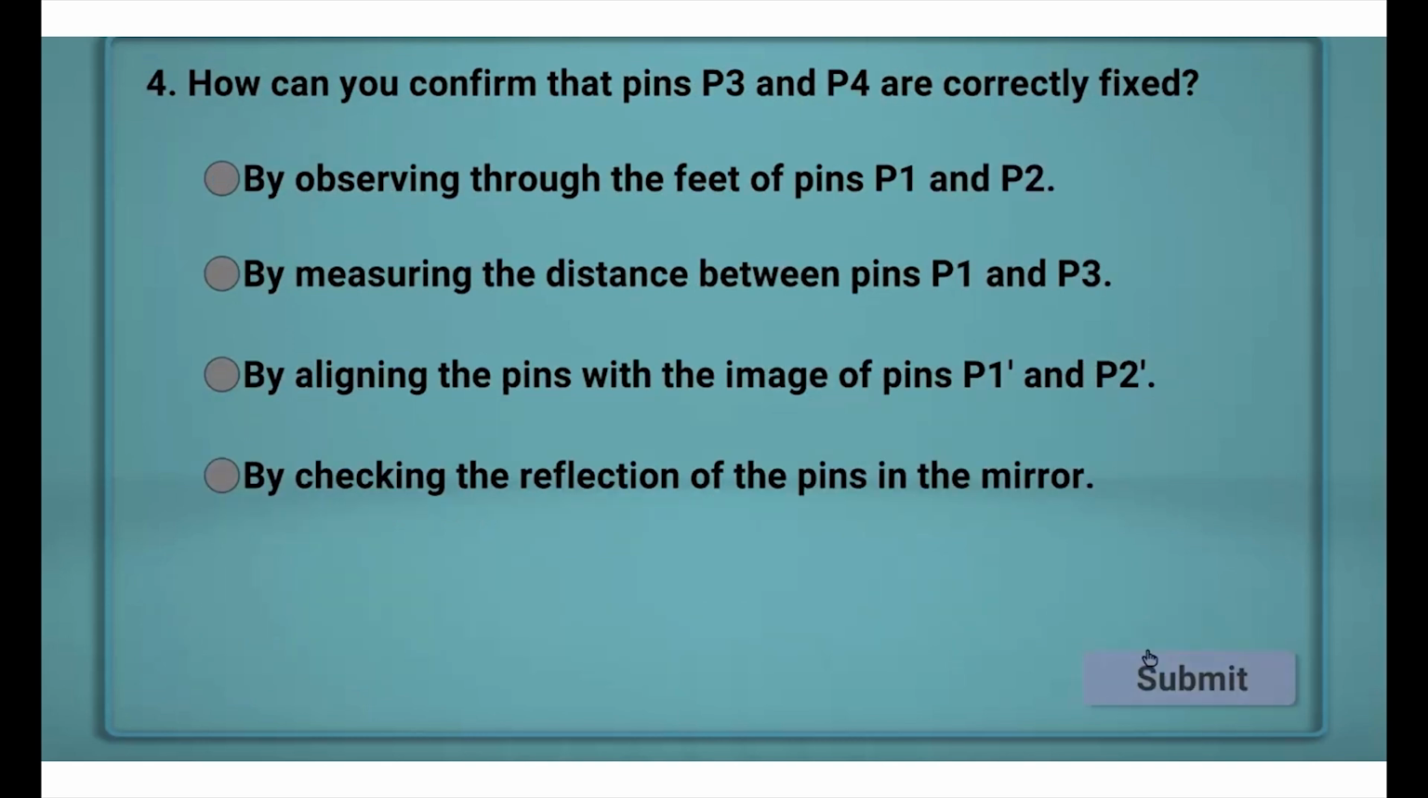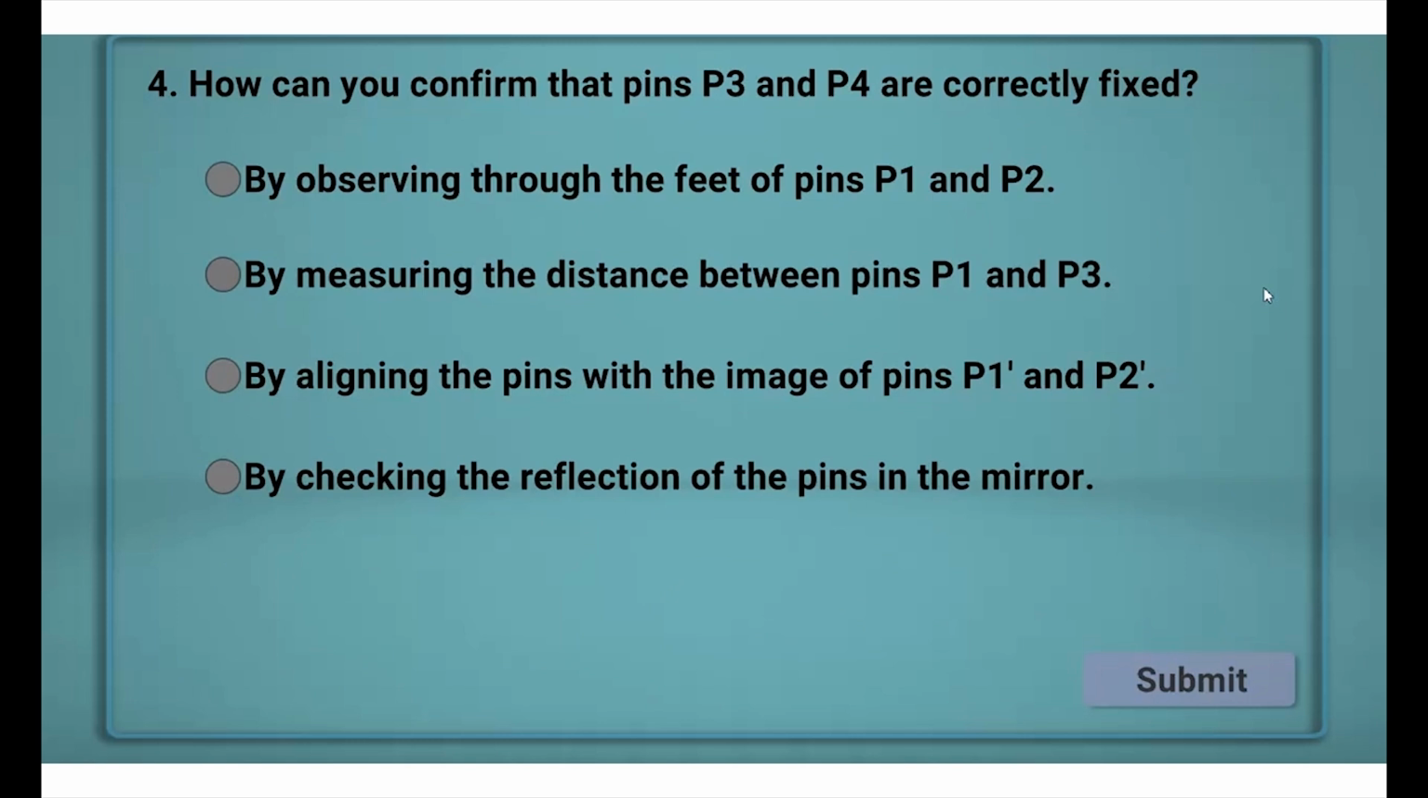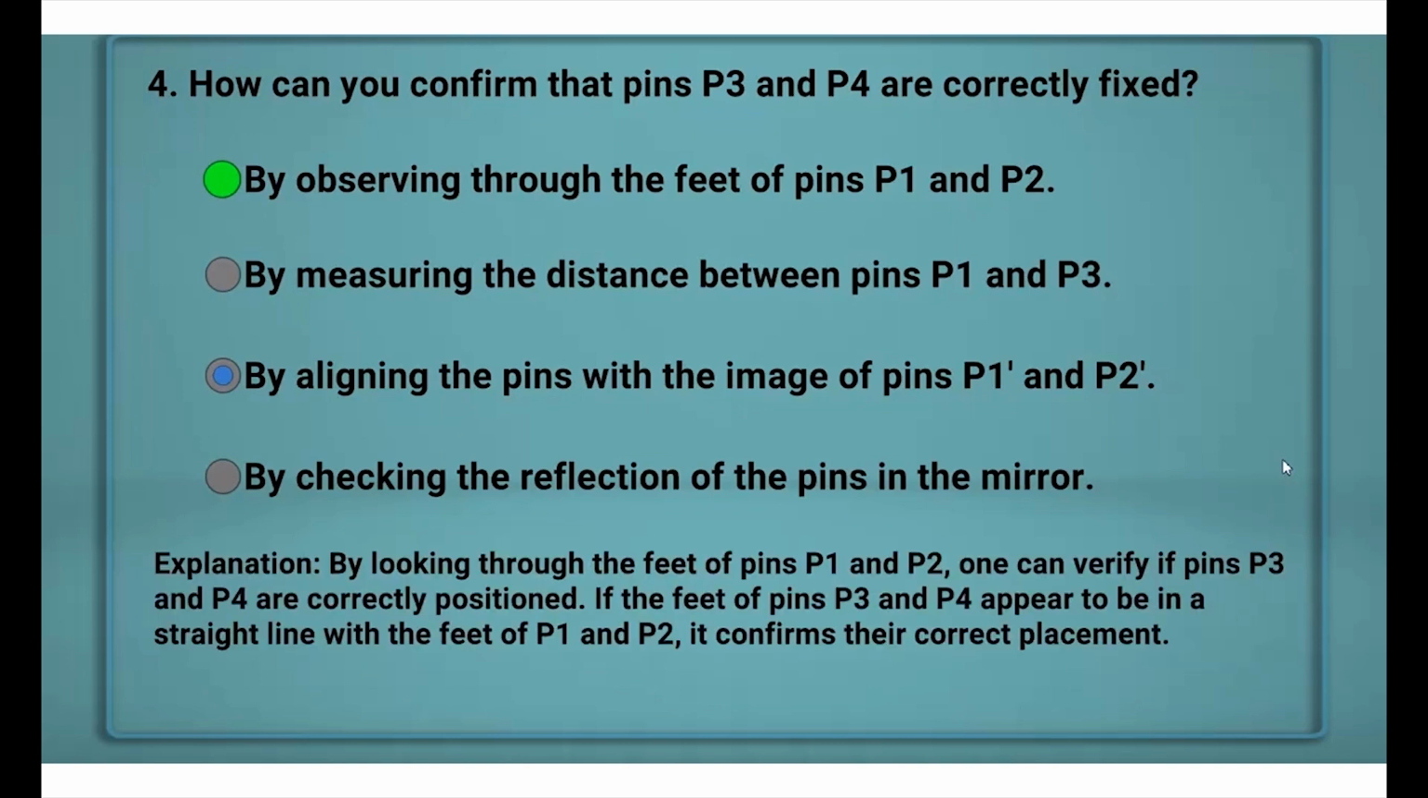How can you confirm that pins P3 and P4 are correctly fixed? Incorrect answer. Explanation: by looking through the feet of pins P1 and P2, one can verify if pins P3 and P4 are correctly positioned. If the feet of pins P3 and P4 appear to be in a straight line with the feet of P1 and P2, it confirms their correct placement.